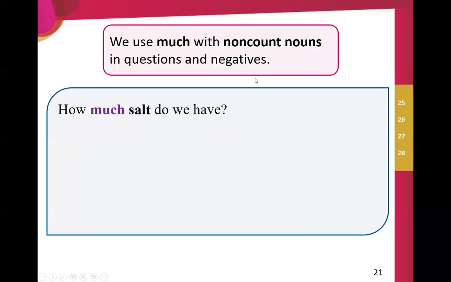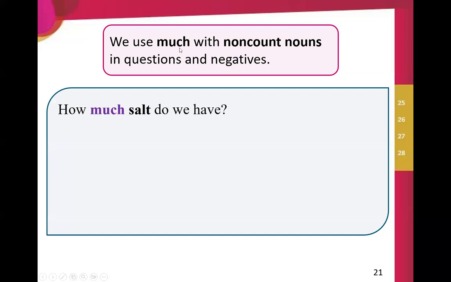Okay, much. We use much with non-count nouns, in questions also and in negatives, instead of some and any. Do you understand?